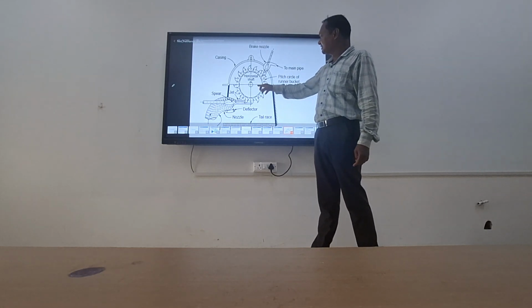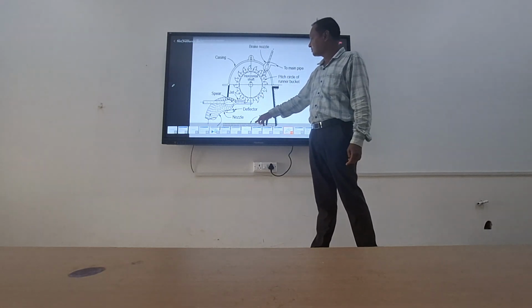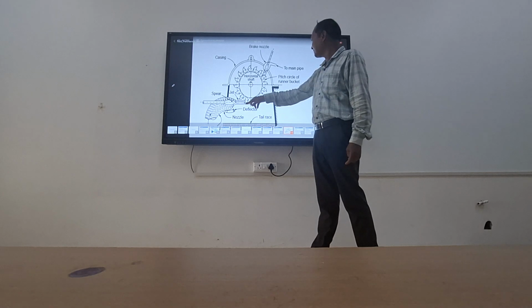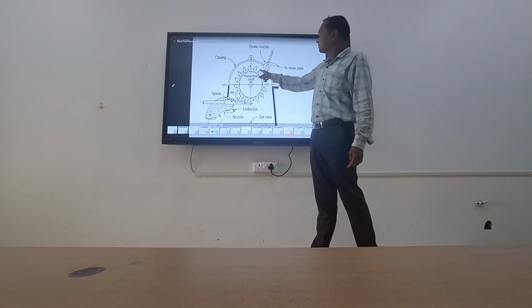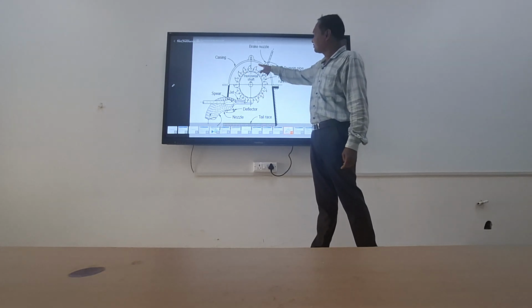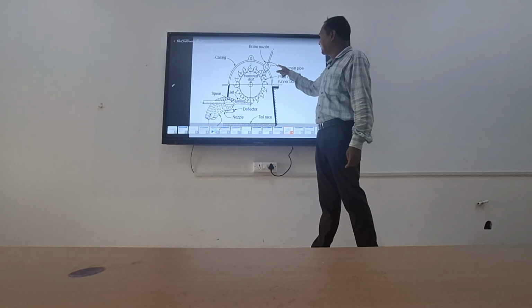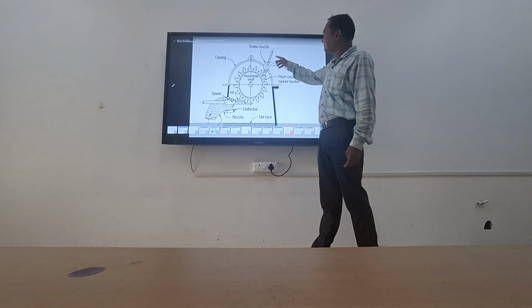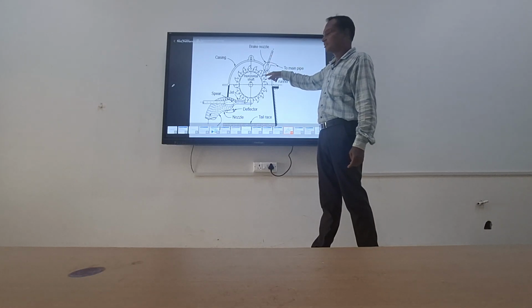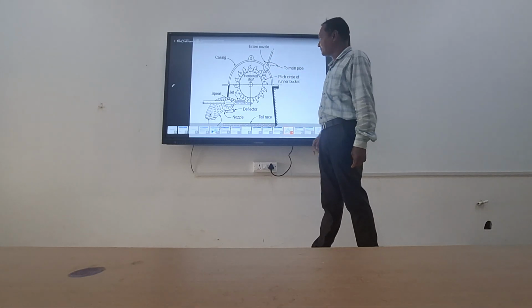So after exiting, the water comes to the tailrace. This is your tailrace. Through the middle of the buckets or vanes, this is the pitch circle of the runner buckets, and this is the brake nozzle. Brake nozzle means it is applied to control the speed or to stop the turbine.